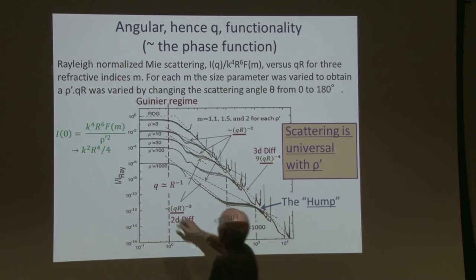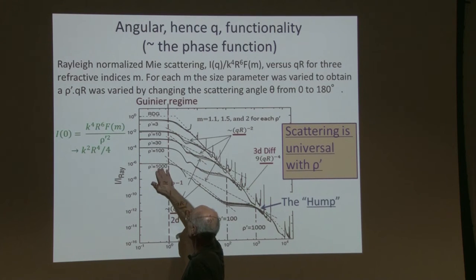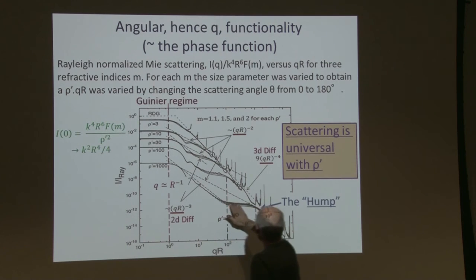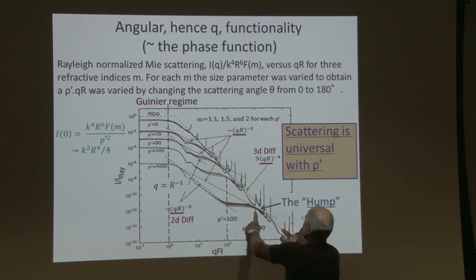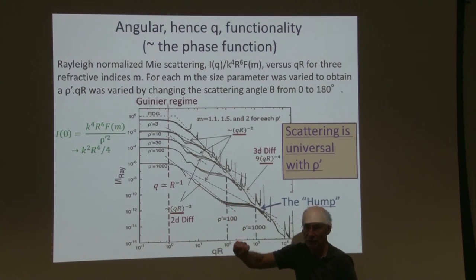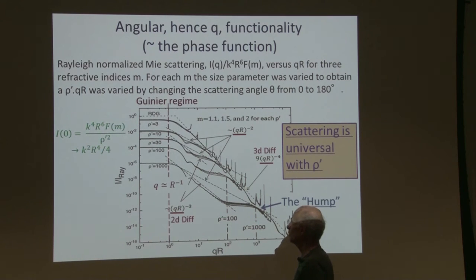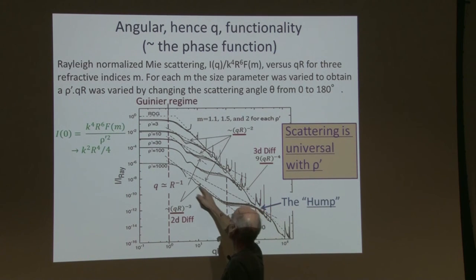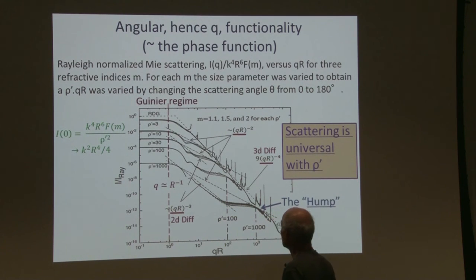But notice, even with this parameter here that involves size and index of refraction gets huge, the thing finally comes back, look at this, it touches base clear out here at large QR with the diffraction limit. Furthermore, other things appear. Look at this. Here's a zone with a slope of -3. What has a slope of -3? 2D diffraction. 2D diffraction starts to show up in this three-dimensional system.